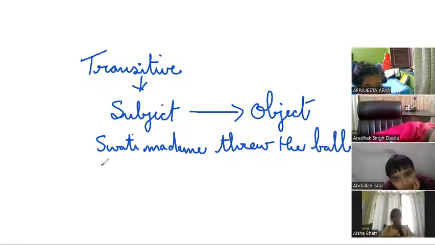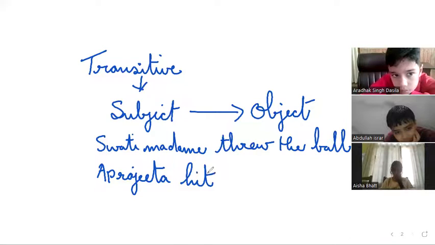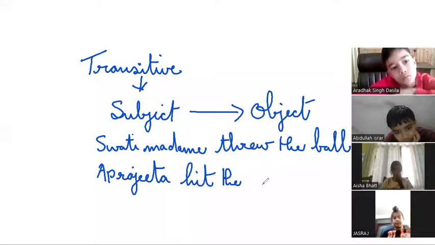For example, if I say Aprajita hit the dog. She shouldn't be doing this, but she did it. So what happened? The action moved from Aprajita to the dog. So both of them are examples of transitive verbs.